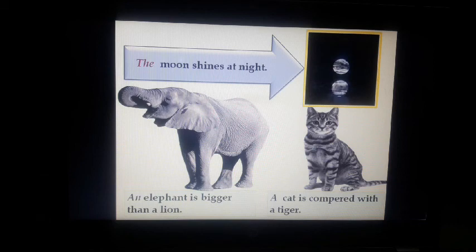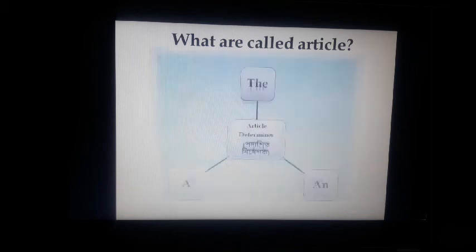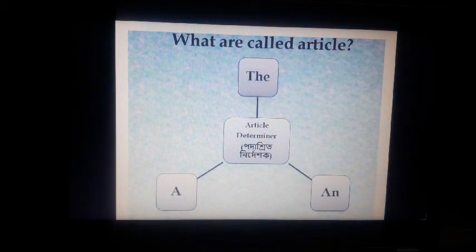Now look at the main focus point of three words. First one, the. Second one, an. Third one, a. Do you know what we call these three? Yes, let's see. What are called article? Article in English grammar, the, a, an, these three words are called article. বাংলায় যাদেরকে বলা হয় পদাশ্রিত নির্দেশক.